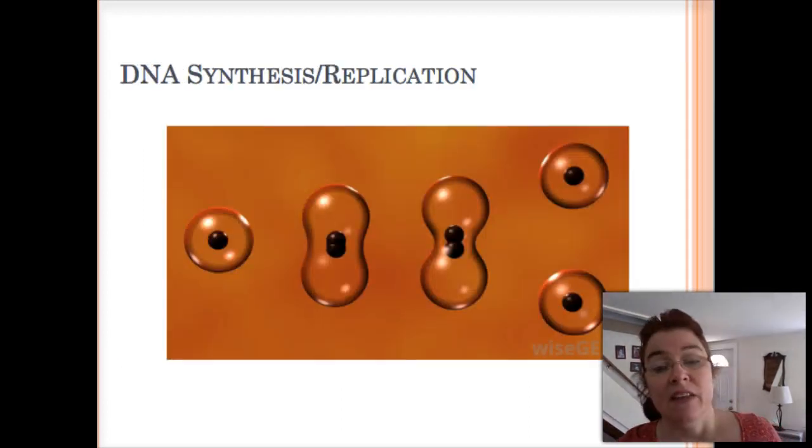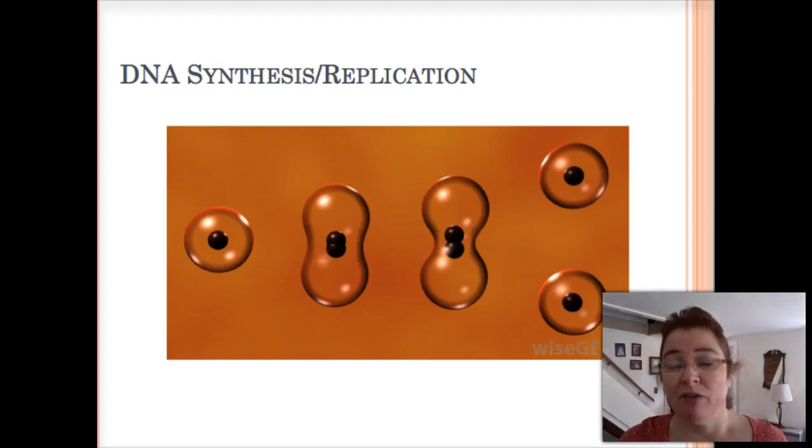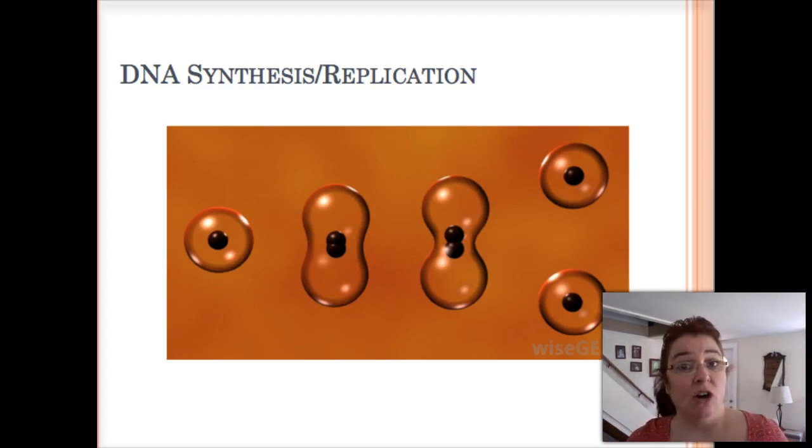In this slide, we can see a very basic image of cell division. Over on the left-hand side, you can see a generic animal cell, and it's got a black circle in the middle that represents the nucleus. The nucleus, again, is that region that harbors the DNA.